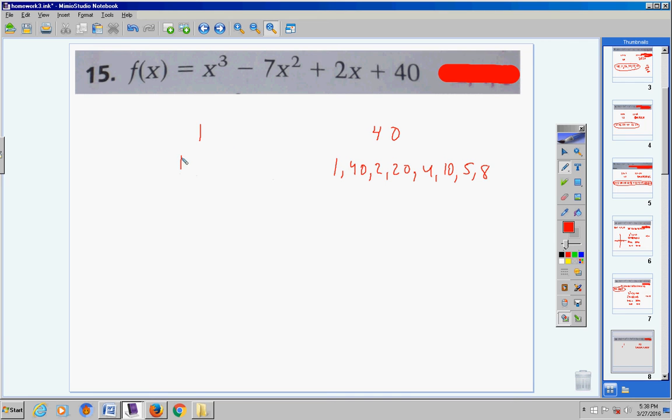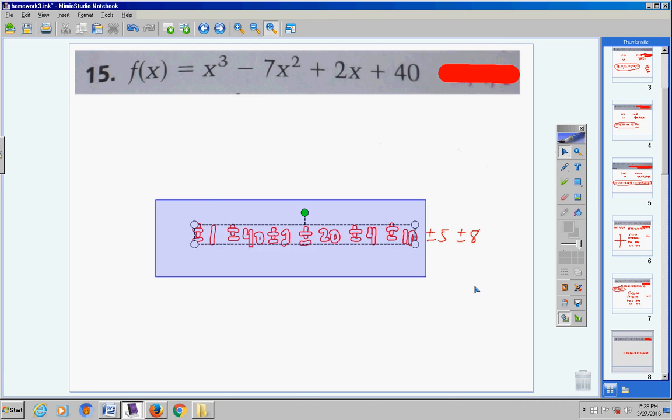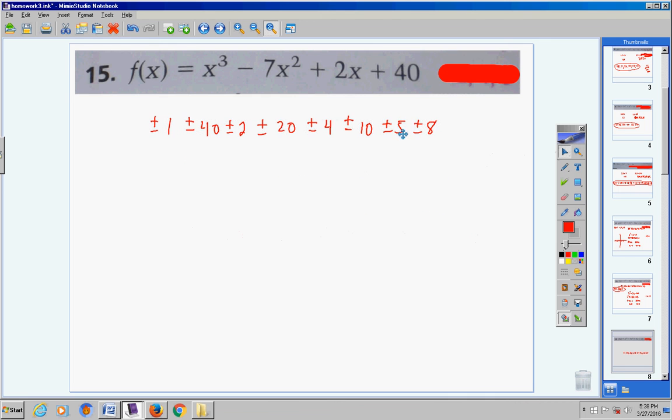So 1 goes over 1, that's 1. 40 goes over 1, that's 40. 2 goes over 1, that's 2, etc. So I'll have plus or minus 1, plus or minus 40, plus or minus 2, plus or minus 20, plus or minus 4, plus or minus 10, plus or minus 5, plus or minus 8. Alright? So here's my list of possible rational zeros.